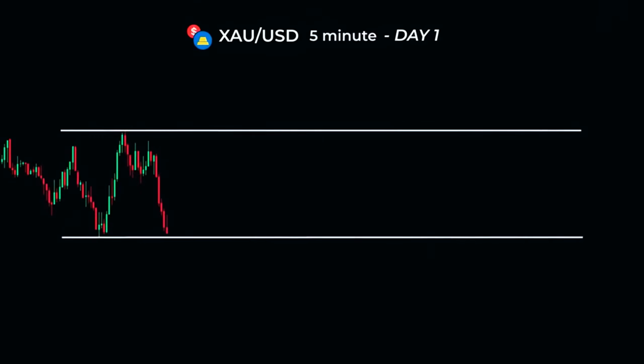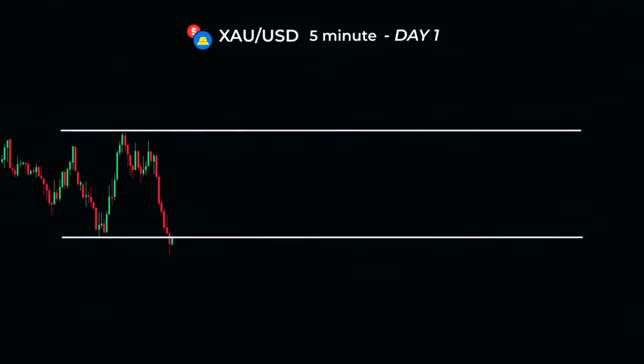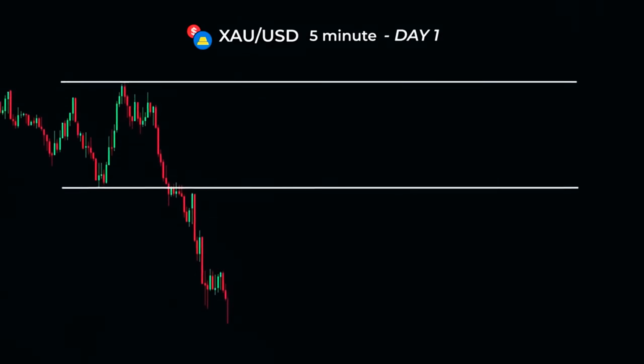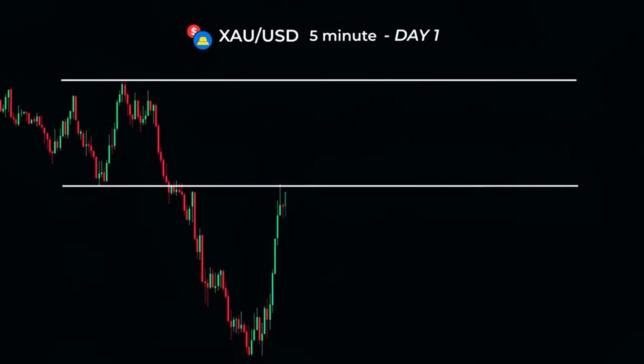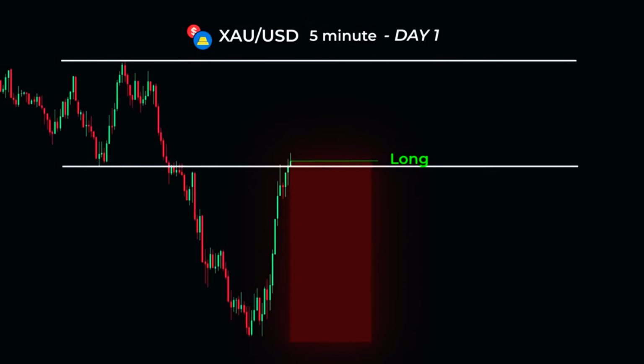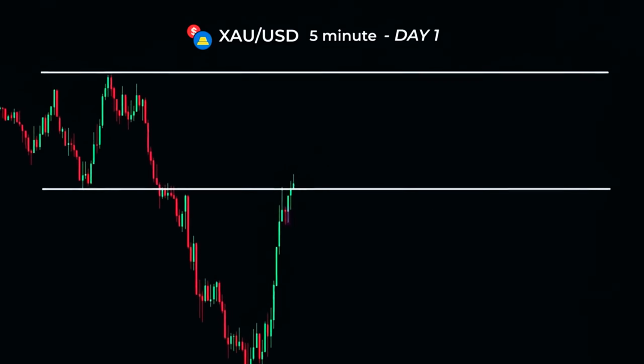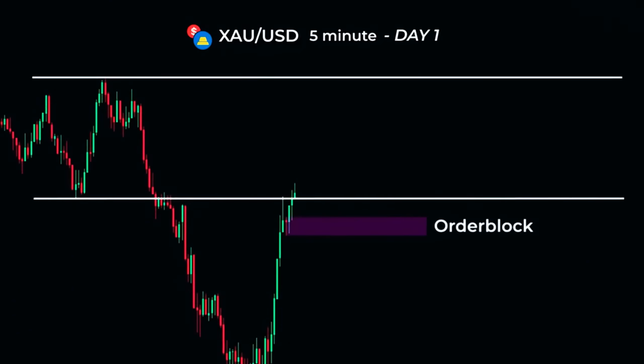Here, I'm on the XAU 5-minute chart, and we already have the 4-hour range marked for today. Price broke below the range low. After it traded below for a while, it then closed back inside, which means technically this is a valid long setup. Now, since the breakout was too large, we couldn't place the stop loss at the lows. Instead, we can use the nearest key level. In this case, there was an order block here, which we can use to set our stop loss.